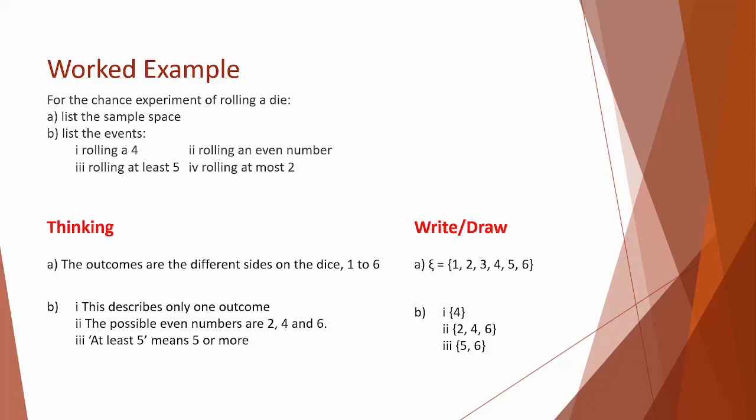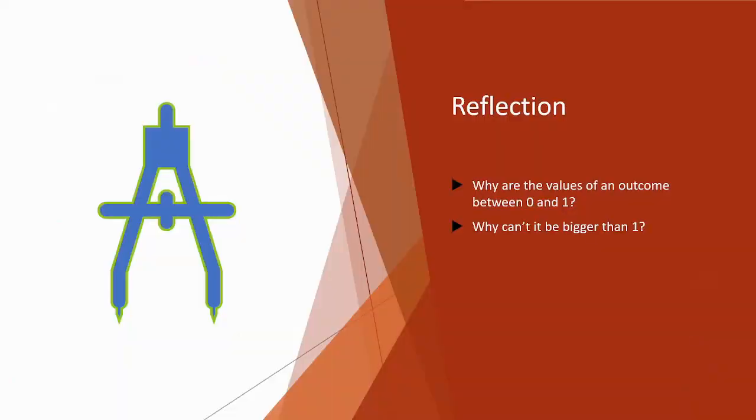And the last one is rolling at most 2. And at most means that 2 has to be the largest value. And again, looking at a dice, my only options are 1 and 2. So I write that down as the set of 1 and 2. For our reflection today, why do you think are the values of an outcome only between 0 and 1? Why can't we have something that's more than 100%?